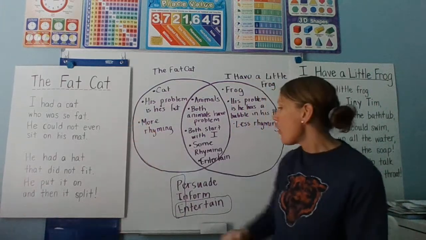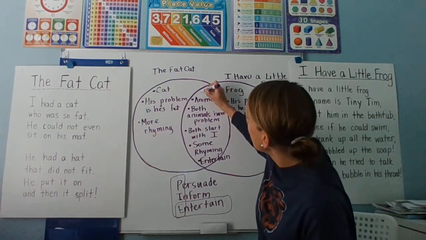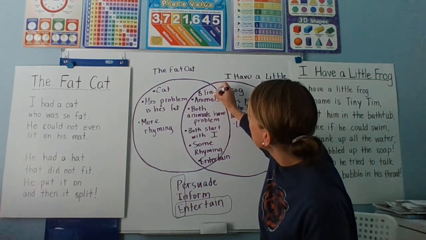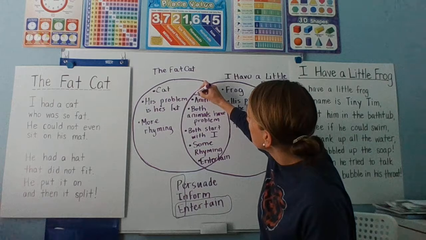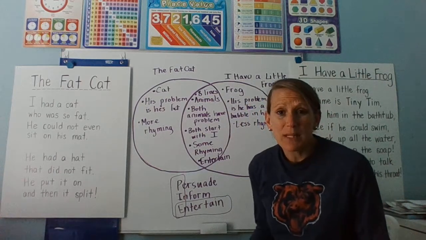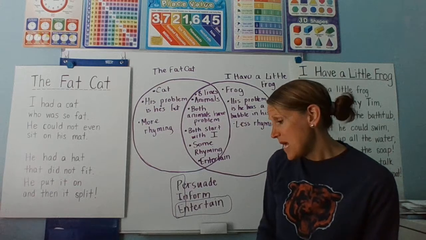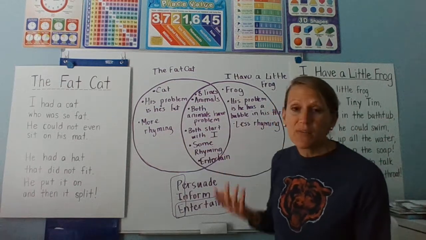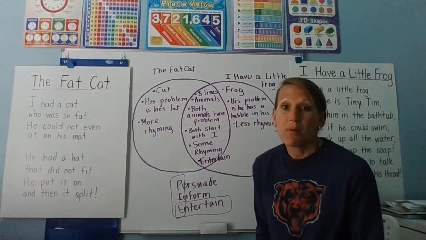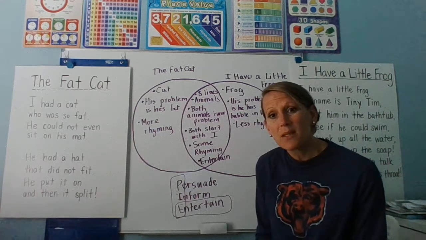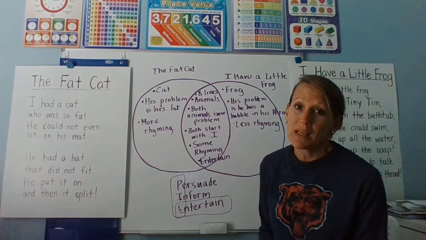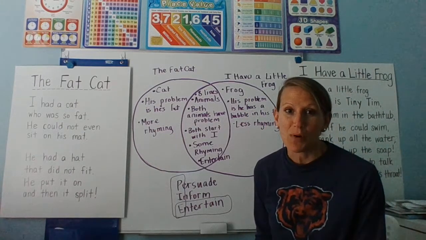So 4 and 4, and I can just add this up, maybe just 8. I can just put 8 lines. Okay, so it also had 8 lines. So we found a lot of similarities between these two poems. And there are some differences in the content. One's about a cat, one's about a frog. They both have problems, but they're different problems. One has more rhyming, one has a little less rhyming. So lots of good comparing and contrasting with these two poems today.